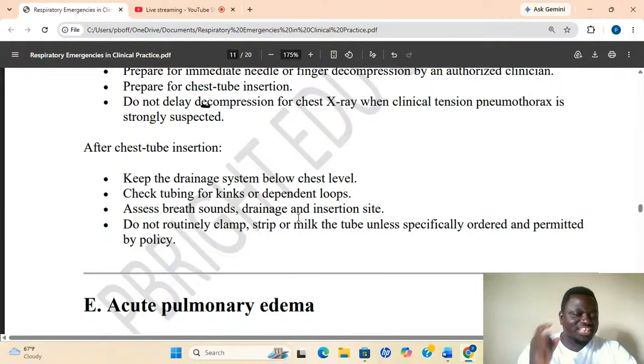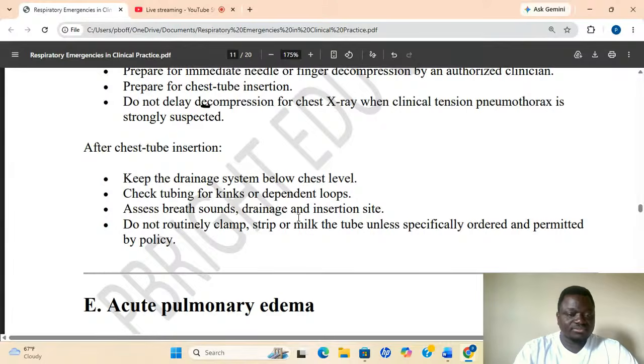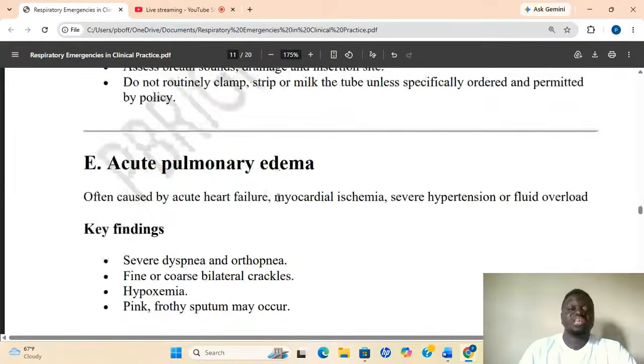Assess breath sounds, the drainage and the insertion site, the chambers. Do not routinely clamp, strip, or milk the tube unless specifically ordered and permitted by policy. So these are the things you should know. Eggles will test you on it. Tomorrow we are doing a big quiz on that.